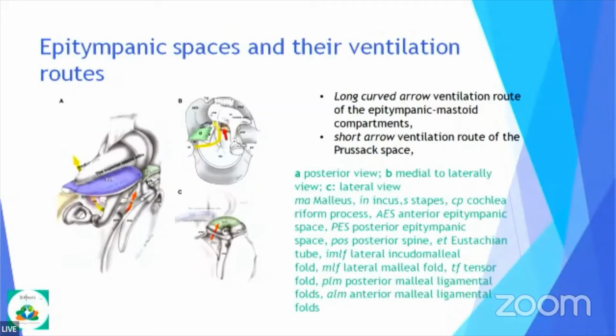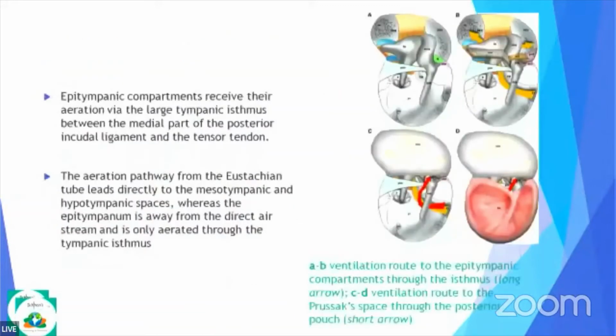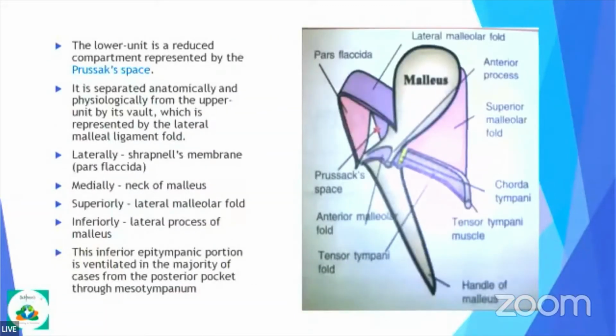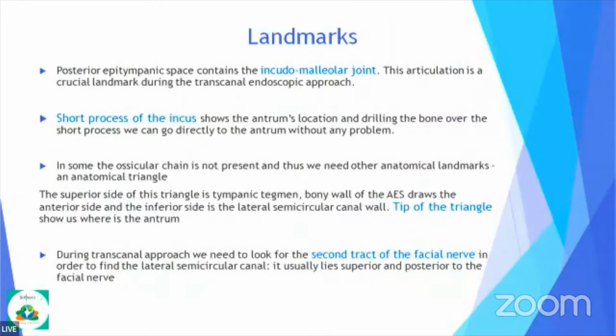Anterior to the handle of the malleus is a fold whose orientation is similar to that of the epitympanic diaphragm, that's the tensor fold. I would show it. So we all know about the prussak's space. Again, its ventilation is dependent upon these isthmuses. So these are basic landmarks which help you in orientation during transcanal endoscopic ear surgery.